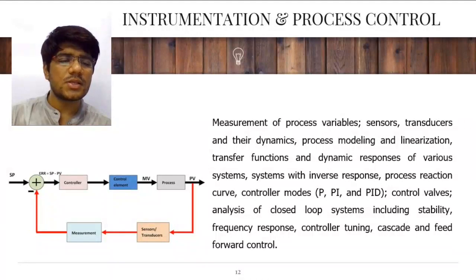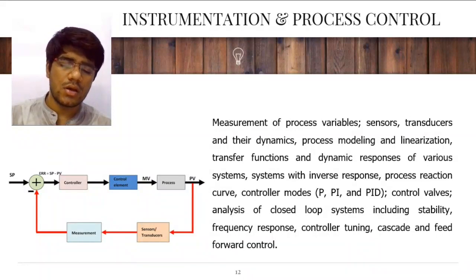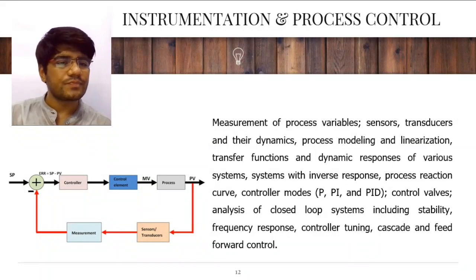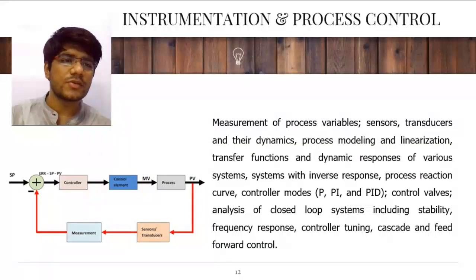So in this subject there is the basic, and then process modeling, linearization. There are some mathematical topics also, such as linearization, Laplace transform, and then there is transfer function, inverse response, and then controller modes, controller, then stability criteria. Then we move toward the higher or advanced process control, that is Bode criteria, stability, Routh-Hurwitz. So I will suggest you that go through all the topics for process control.